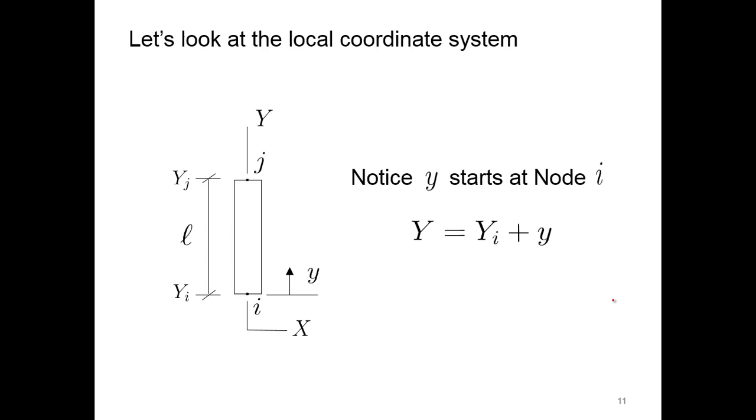Now let's look at the local coordinate system. We notice that y starts at node i. So here's y, our local coordinate system, and over here is the global system for y. If that's the case, capital Y, the location of any point within our element, is equal to y sub i plus y. So that's where that comes from.